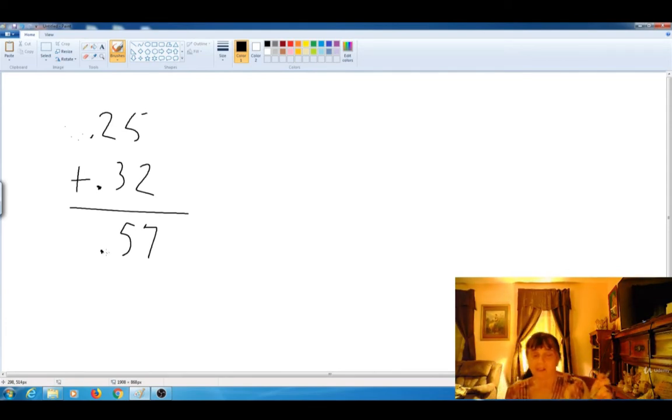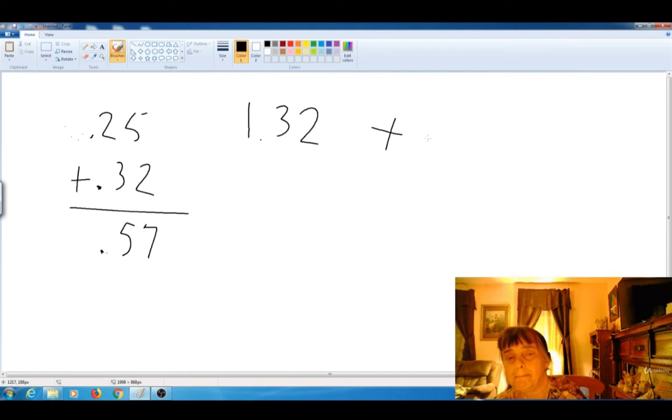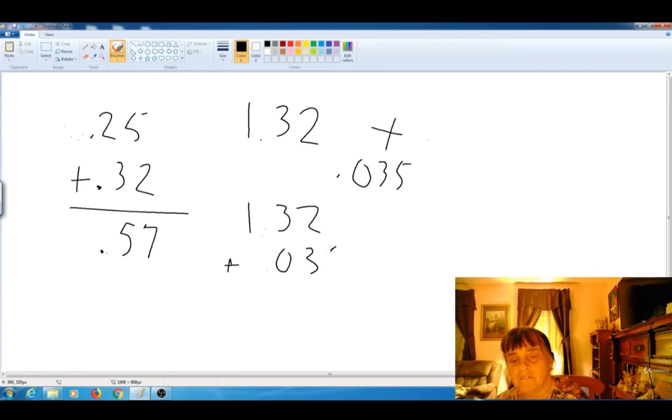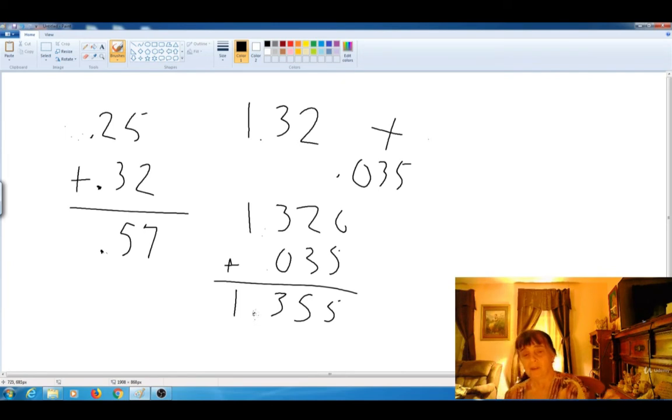It's very important that you line your decimal points up. And let's say you have 1.32 plus 0.035. So that's 1.32 plus 0.035, and this is 1.355. That is your answer. So it's important that you line these decimal points up. There's a whole lot of difference between $25 and $32 getting $57 versus 25 cents and 32 cents getting 57 cents. So that's why it's important to line your decimal points up.